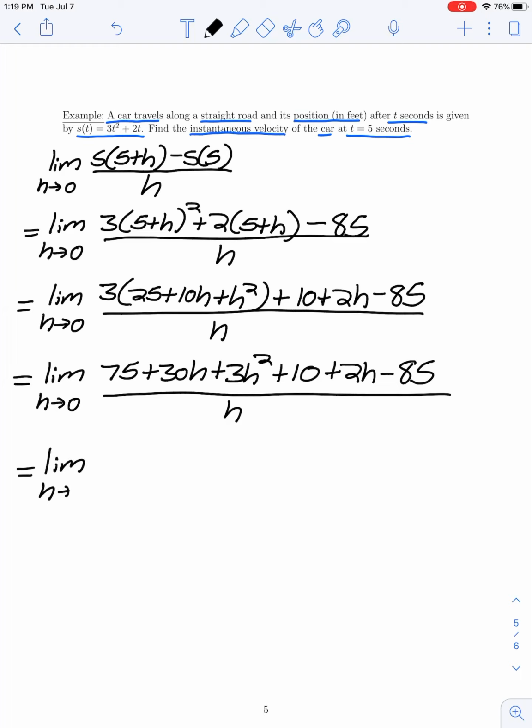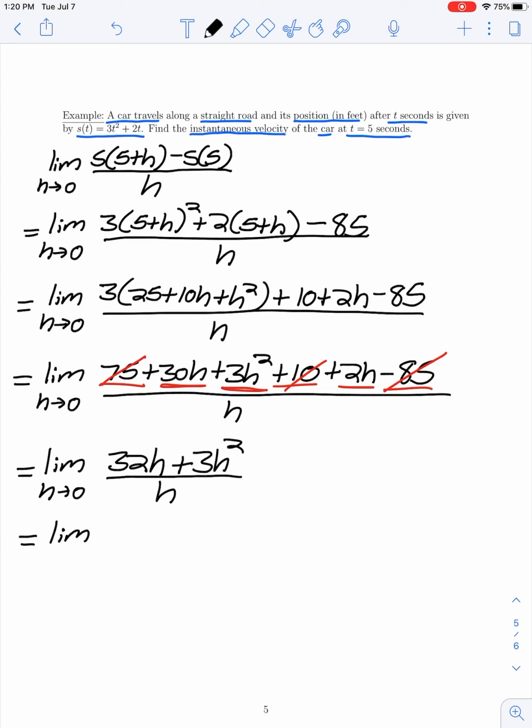So let's simplify in our numerator and see which terms will cancel. So here, grouping our constants, we have 75 plus 10 is 85, and then we're subtracting 85. So our constants will cancel here. Now grouping the h terms, we have 30h plus 2h, which leaves me with 32h, plus we have this 3h squared, which is then being divided by h.